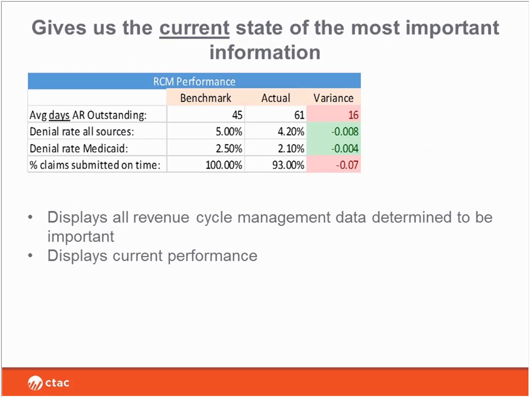if we look at the denial rate from all sources, there's benchmark data. In this particular case, the agency established it should be 5%. The actual number is 4.2%. So it's in green. You're doing good, right? Much better than your benchmark. Versus claims submitted on time, the benchmark, of course, should be 100%. The actual number is 93%.